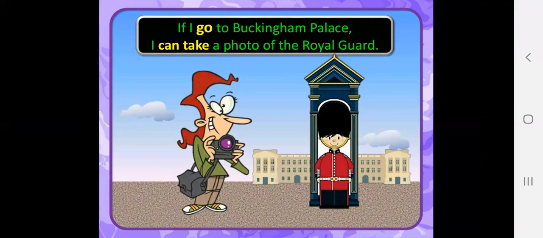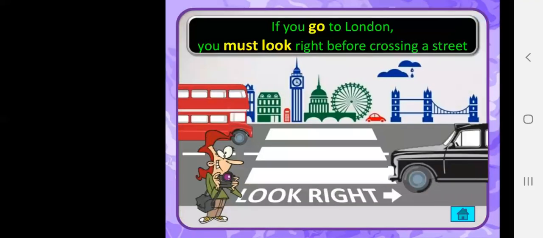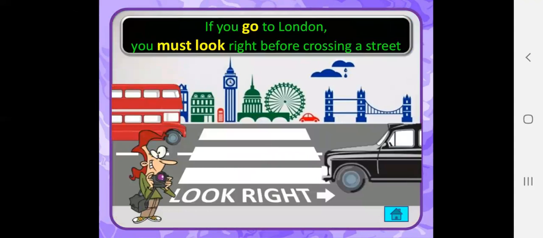The second one is, if I go to Buckingham Palace, I can take a picture of the Royal Guard. You see, there we are using the modal verb can with the first form of the verb take. If I go to Buckingham Palace, I can take a photo of the Royal Guard. If you go to London, you must look right before crossing a street.